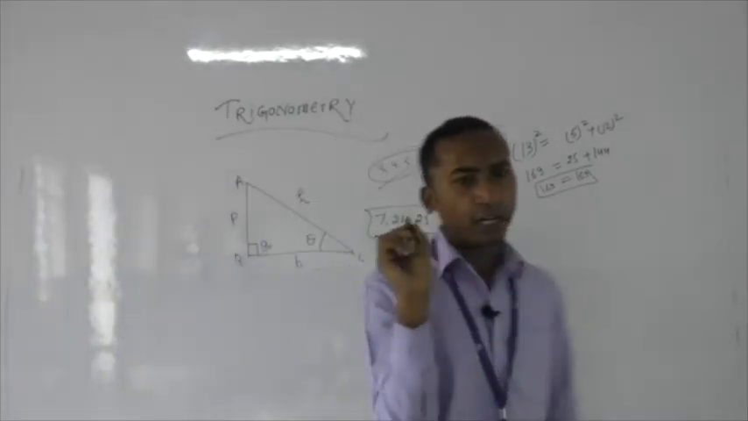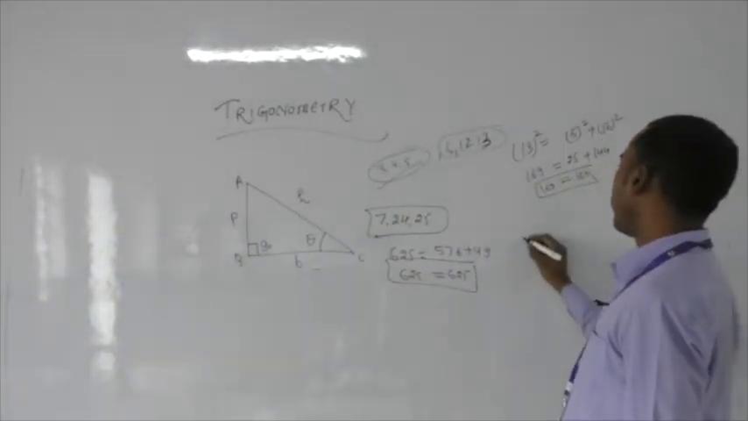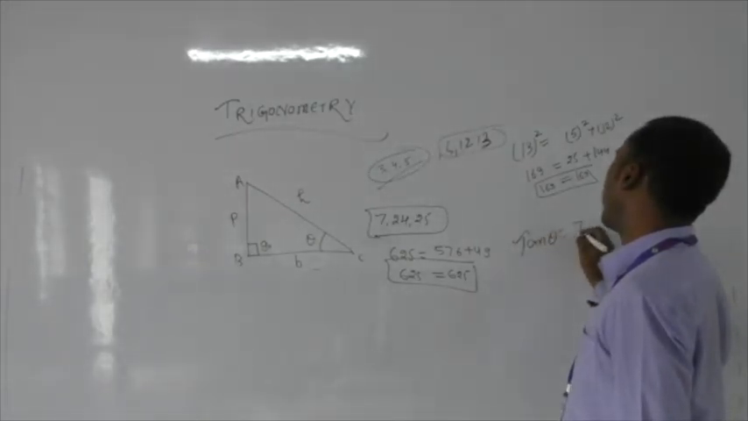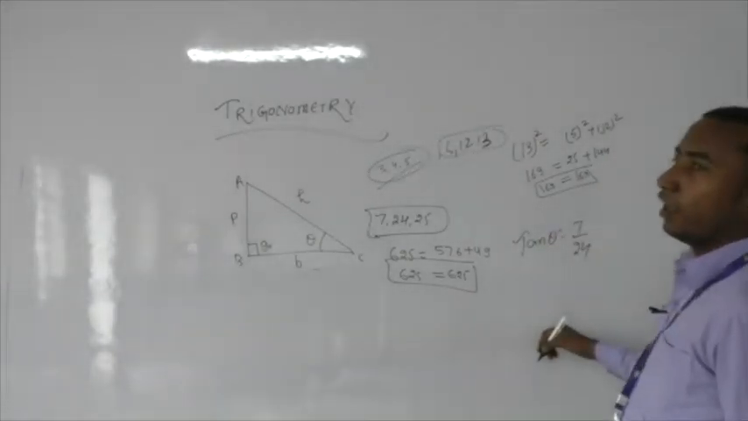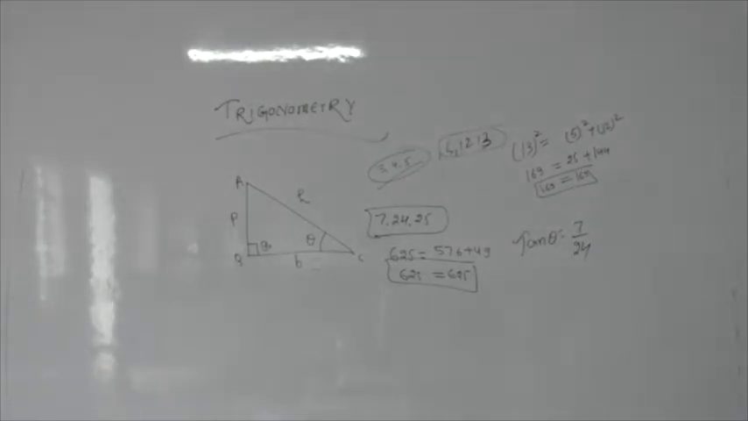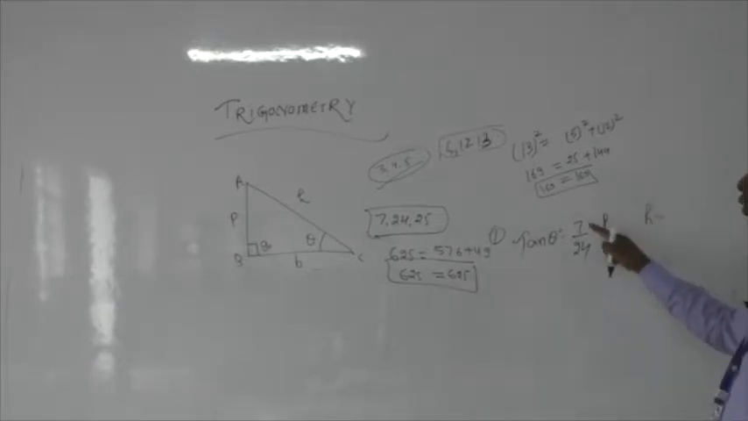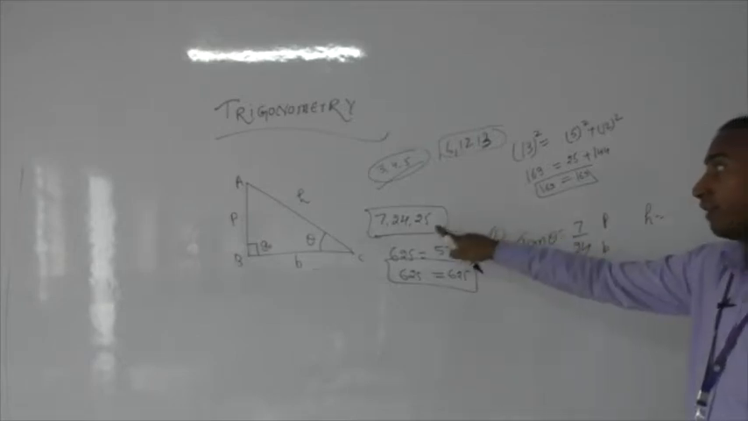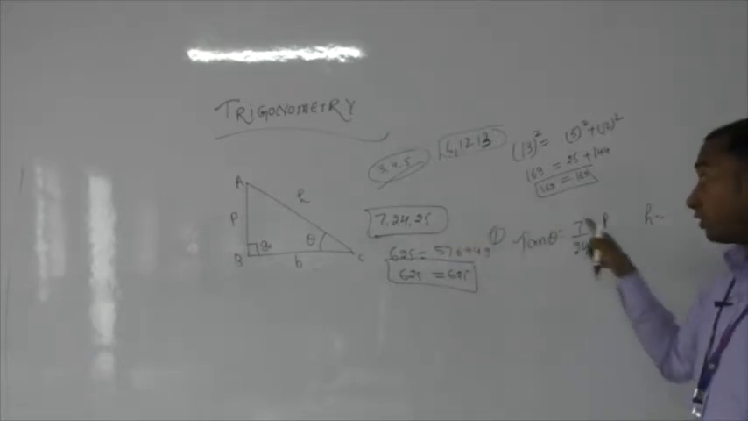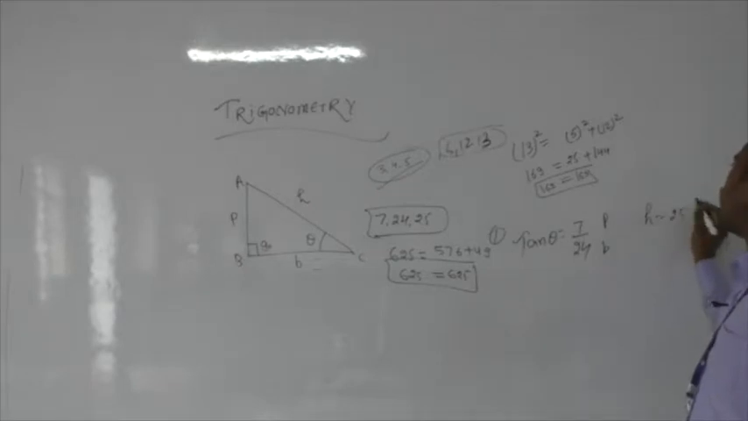Now we will solve one numerical based on this Pythagorean triplet. It is given that tan theta is equal to 7 by 24, and they are asking to find the value of sin theta, cos theta, cot theta, sec theta and cosec theta. You know tan theta is equal to perpendicular by base. Now what is missing? The missing side is the hypotenuse. You know 7, 24 and 25, so the hypotenuse will be 25.